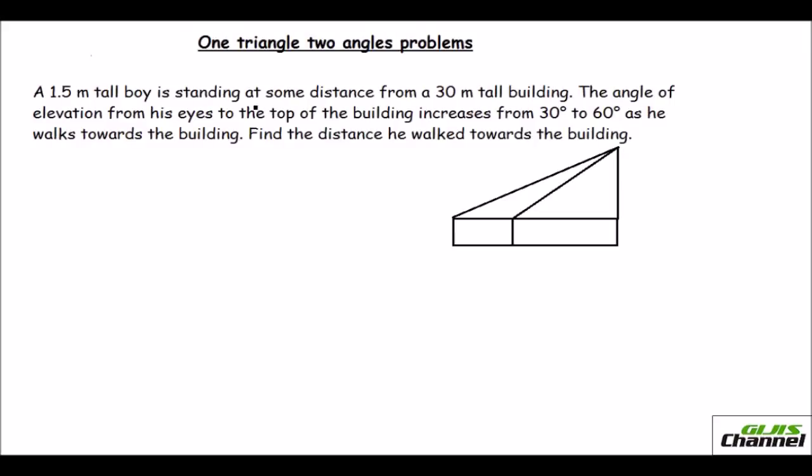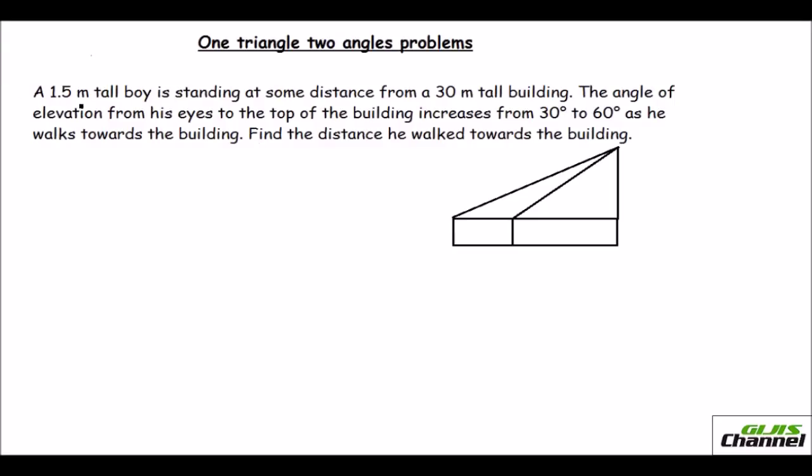Here in this video we are going to do problems with one triangle and two angles. A 1.5 meter tall boy is standing at some distance from a 30-meter tall building. The angle of elevation from his eyes to the top of the building increases from 30 degree to 60 degree as he walks towards the building. So we understood the scenario, right?